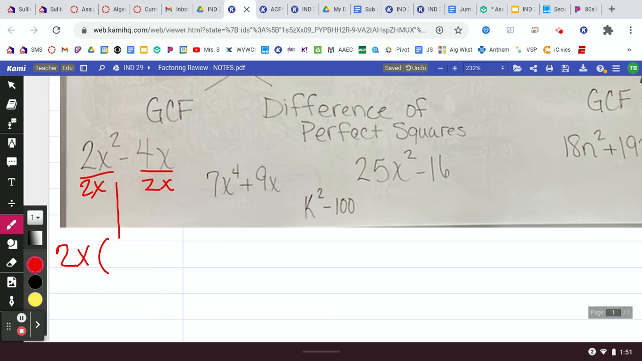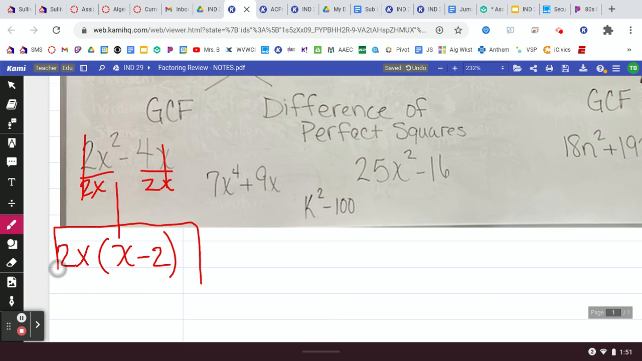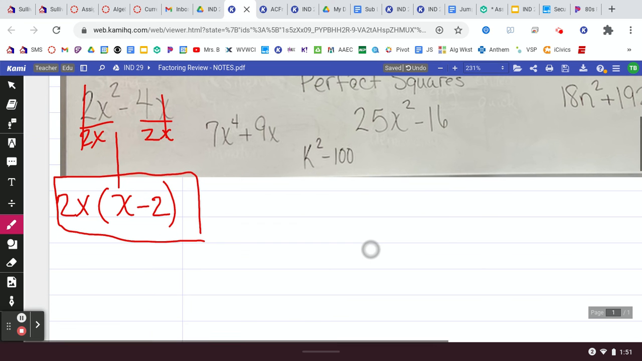And then what's left is, well, the 2's cancel out. One of the x's cancels one of them out, leaving behind 1. -4 divided by 2 is -2, and the x's cancel out. So that's what it would be. That's your answer factored. Okay? So if there's 2 terms and everything's not perfect, then you're just going to factor out the greatest common factor.